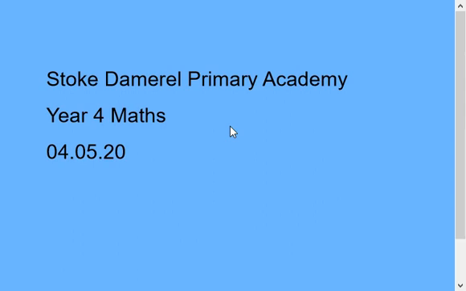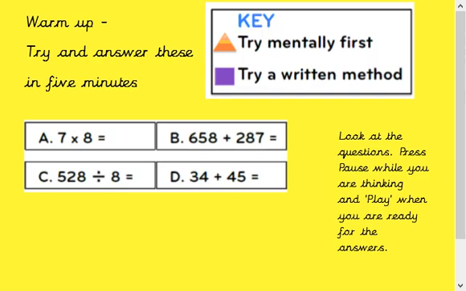We're going to start this morning with our warm-up. As usual, we have 4 questions. Normally we have triangles and squares. Today I've left the triangles and squares off. I want you to decide whether or not these questions are questions you could do in your head, or whether you need to use a pencil and paper.